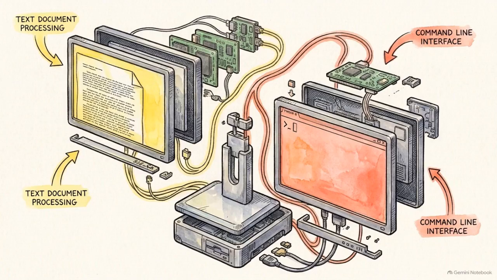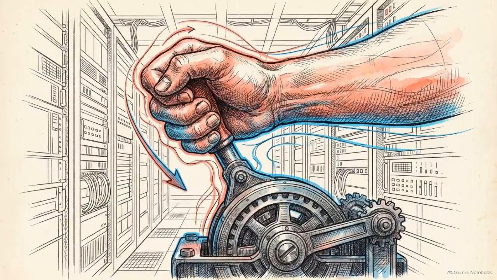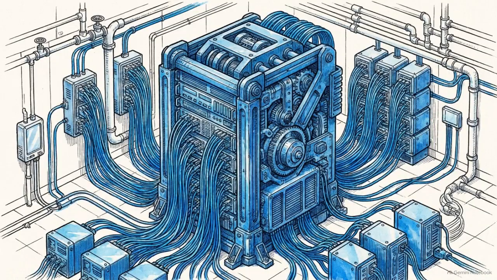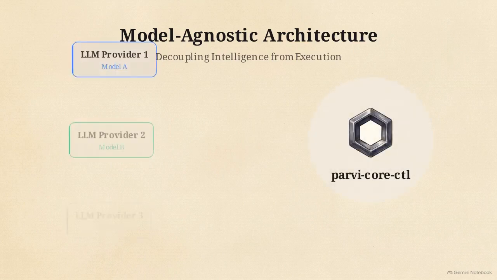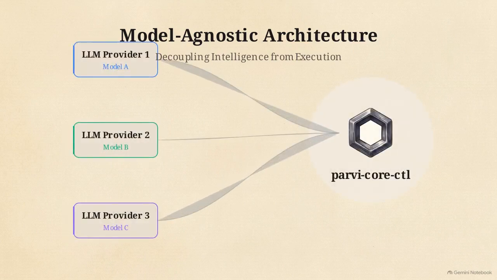Deploying autonomous systems fails when organizations confuse generating text with executing code. Real enterprise deployment requires an architecture built for absolute operational control. Right now, enterprises are locking themselves into specific proprietary models, betting their entire infrastructure on a single intelligence provider. ParviClaw-core takes the opposite approach. On the right side of this architectural flow diagram, we see 3 distinct input nodes representing different language models. They all route into a single central gate, the ParviCore CTL binary.